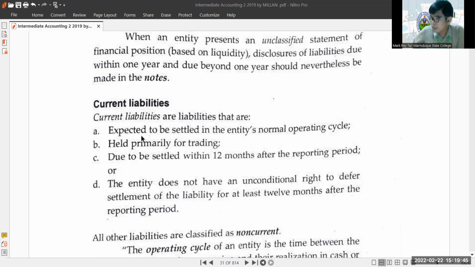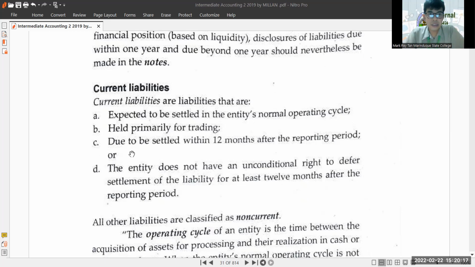In this first criterion, the most important thing to note is the phrase normal operating cycle. Anyway, it will be discussed below. Let me read first. Second, held primarily for trading. For this one, take note of the words primarily for trading. Then letter C, due to be settled within 12 months after the reporting period.